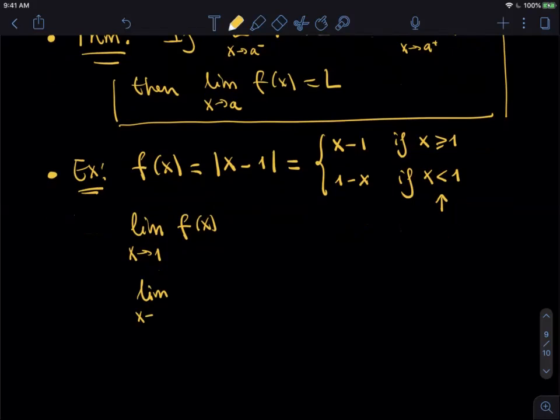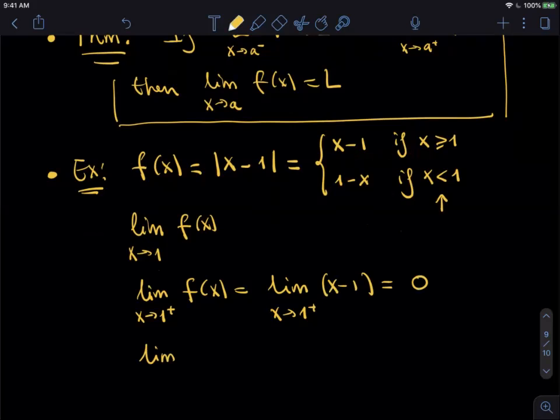So the limit when x tends to 1 from the right, we look at the definition. On the right of 1, f of x equals x minus 1. So that's what we write here, x minus 1. And then the limit is 0. So basically here we are taking numbers that are bigger than 1, but every time closer and closer, but always bigger than 1.